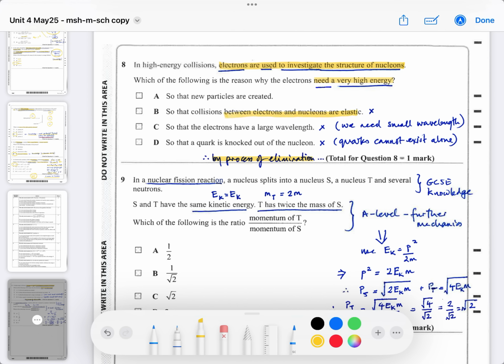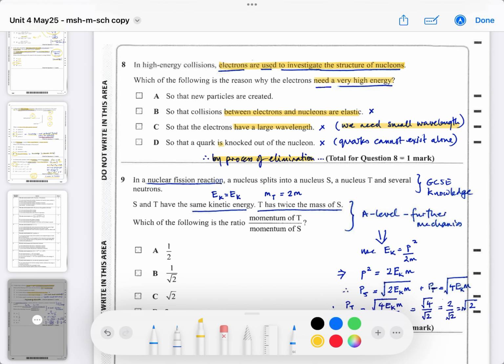If they bounce off each other, it's not going to tell us very much about the structure of nucleons. You've got to basically penetrate them. The normal answer to this question is you need high energy electrons to have high momentum to get the de Broglie wavelength to be small enough. And here they've talked about the opposite of that, to have a large wavelength. A large wavelength would mean it won't penetrate. We need very small wavelengths in the order of the size of the nucleus.